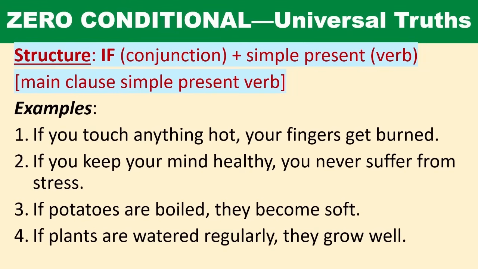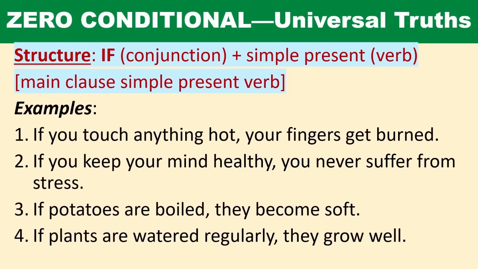So if you look at the sentences, you will see. Now, if the subordinate clause comes in front, there is always a comma. Suppose you invert the order, then you don't need to use the comma. Go back to the first slide and you will be able to understand this. So you're learning some punctuation. If you touch anything hot, comma, your fingers get burnt. Here we have your fingers get burnt, main clause. If you touch anything hot, subordinate clause. It is the condition of fingers getting burnt.